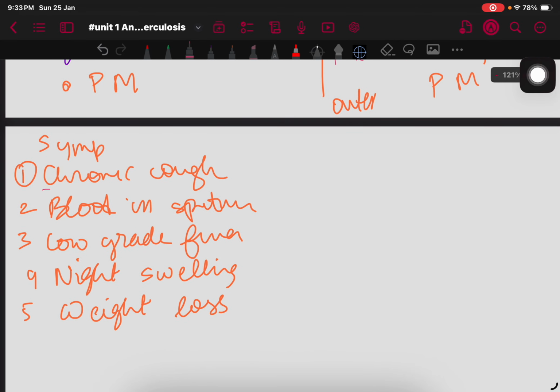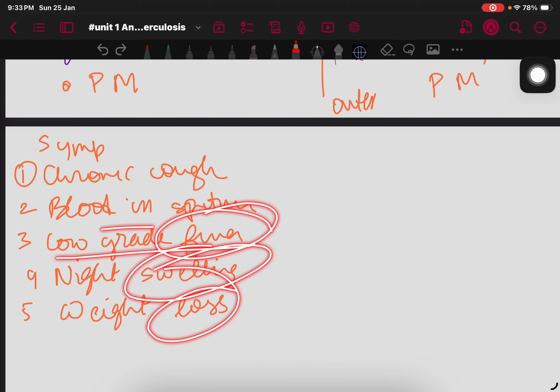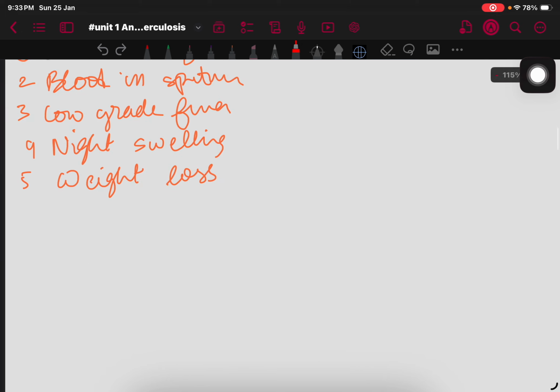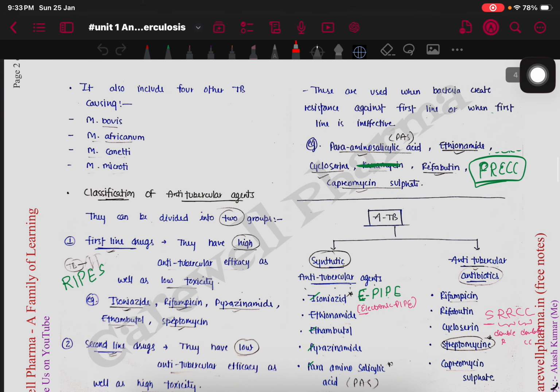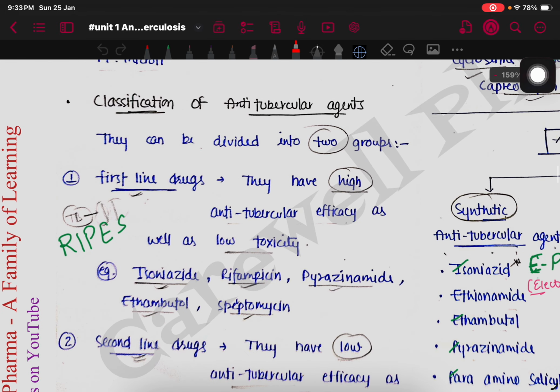Symptoms, as we already talked about, are chronic cough, blood in sputum, low grade fever, night sweats, and weight loss. Depending on the infection, the disease may be pulmonary, genitourinary, meningitis, or miliary. Now first we will talk about first line drugs and the classification of anti-tubercular agents. It is divided into first line drugs and second line drugs. In first line drugs we have RIPES: rifamycin, isoniazid, pyrazinamide, ethambutol, and streptomycin.